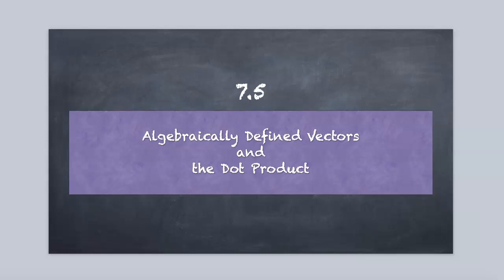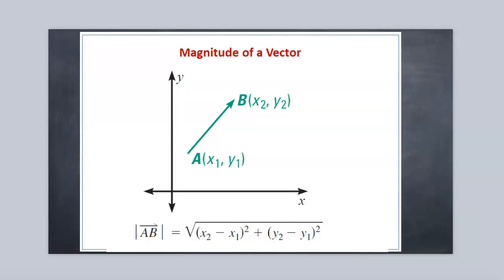This is 7.5, algebraically defined vectors and the dot product. In the previous lessons, we drew diagrams on a blank page. We represented vectors anywhere we wanted, and they were labeled with simply miles per hour or newtons, representing speed or force. In this lecture, our vectors are going to exist in the xy plane, meaning that their beginning and ending points will have distinct coordinates.